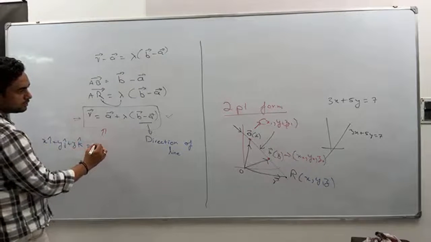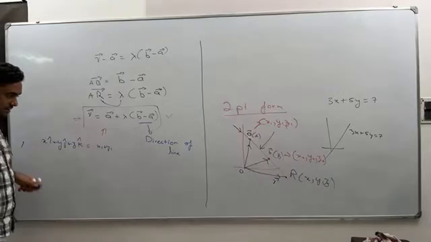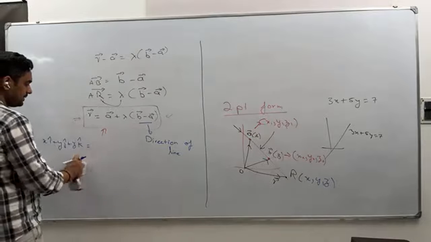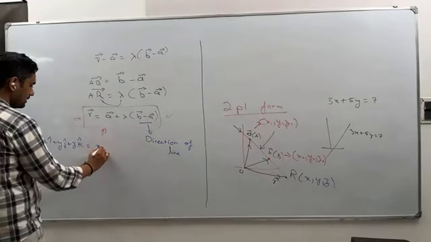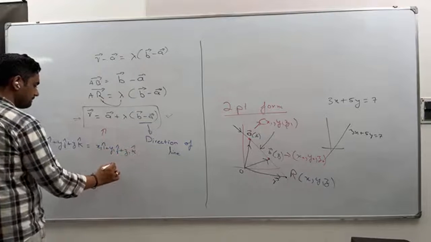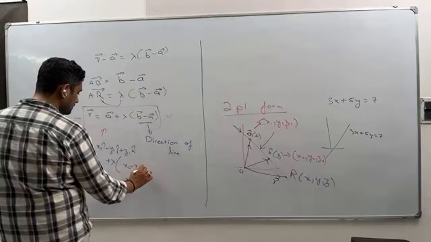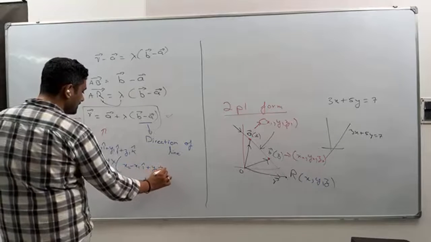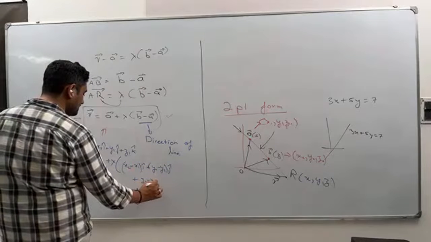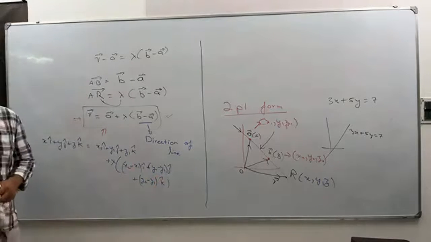This will be equal to x1 i cap plus y1 j cap plus z1 k cap, which is A, plus lambda times x2 minus x1 i cap plus y2 minus y1 j cap plus z2 minus z1 k cap. This is what we will get, right?